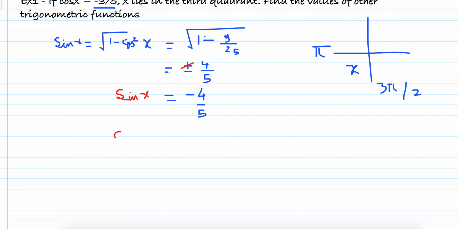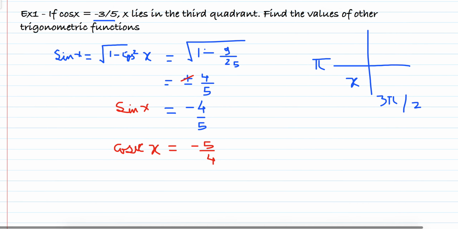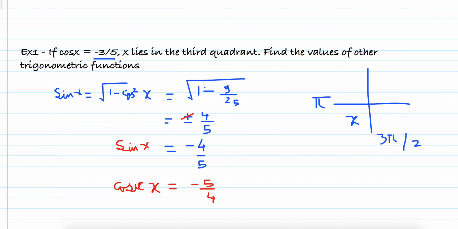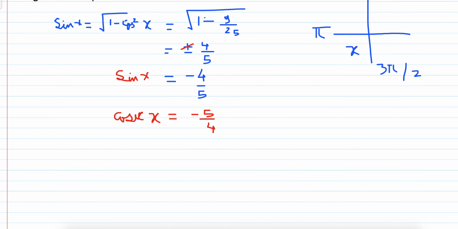So cosec x would be the inverse of this, the reciprocal of this. Inverse is a different thing. So it will be 1 upon sine x, which is minus 5 upon 4. So we have to find the remaining 5. One we have found, this is the second.